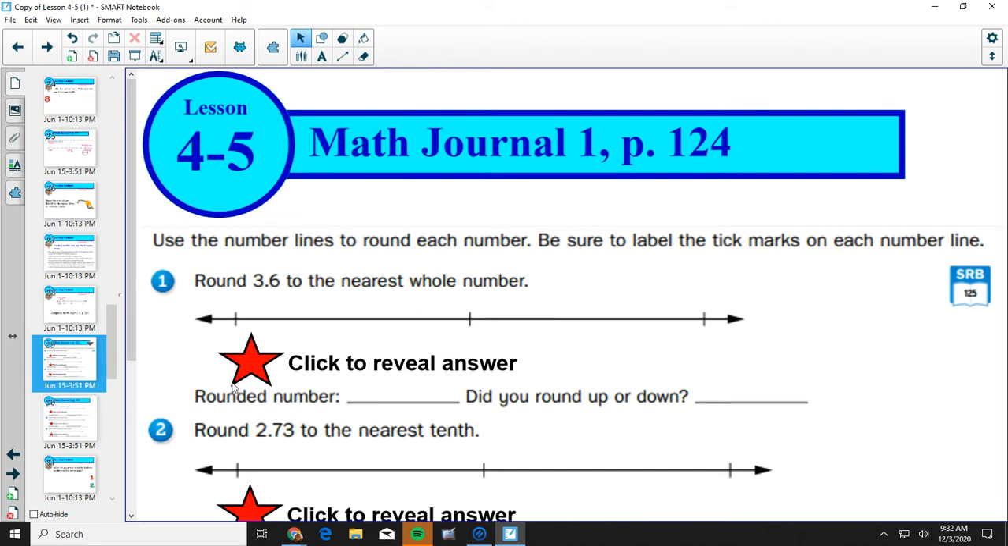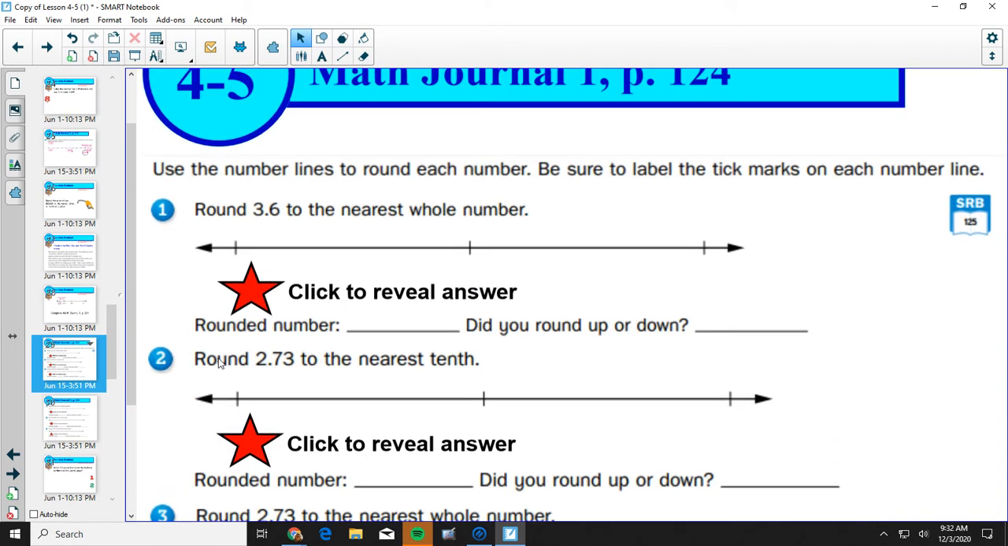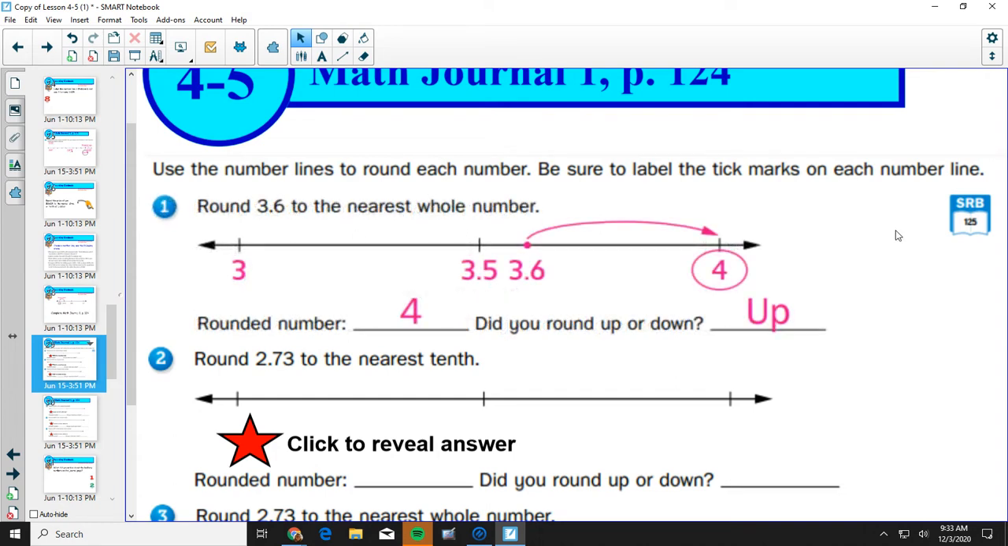Now it is your turn. Turn to page 124. You're going to be doing some practice here. We will talk about the first one. So it says use the number lines to round each number. Be sure to label the tick marks on each number line. So number 1 says to round 3 and 6 tenths to the nearest whole number. So here is an example of what we did here.